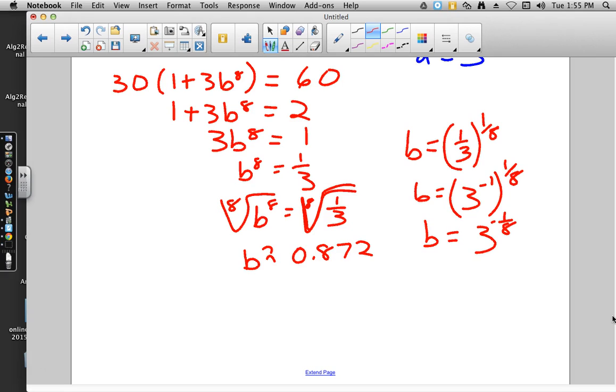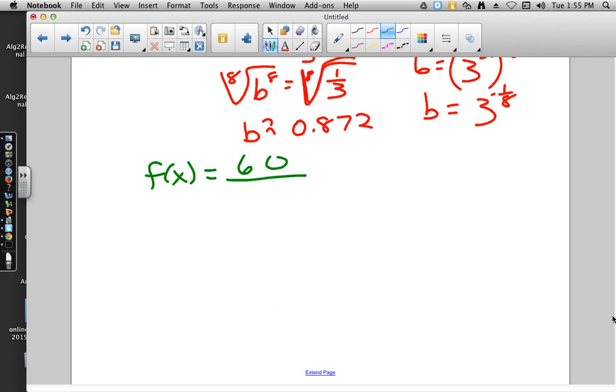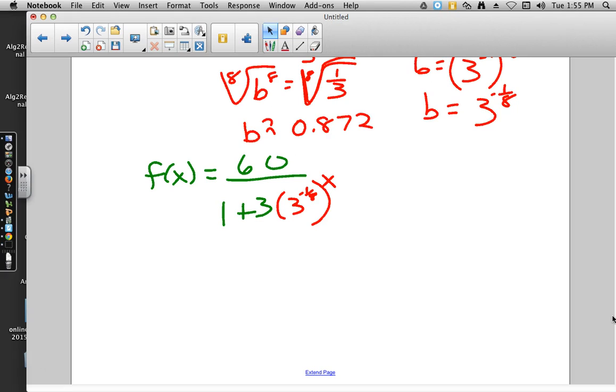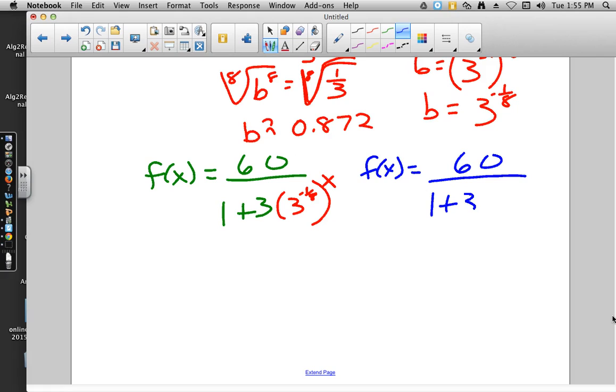So now let's go back and see all the information we had before. We had f of x equals 60 over 1 plus 3, and now we found our base, which is 3 to the -1/8, and we would raise that to the x power. So what we're seeing here now is what might happen as a multiple choice answer. So what we're going to do is simplify this. This would be 60 over 1 plus 3.